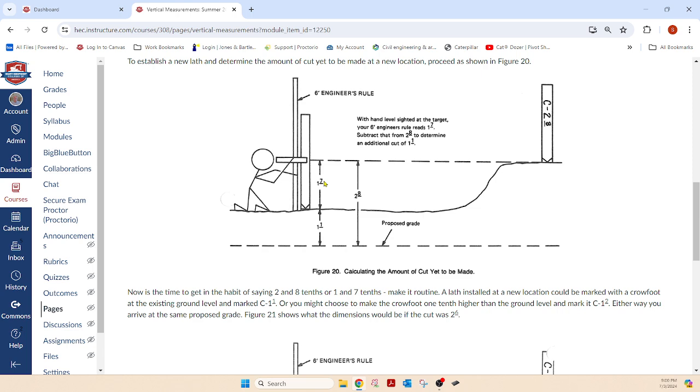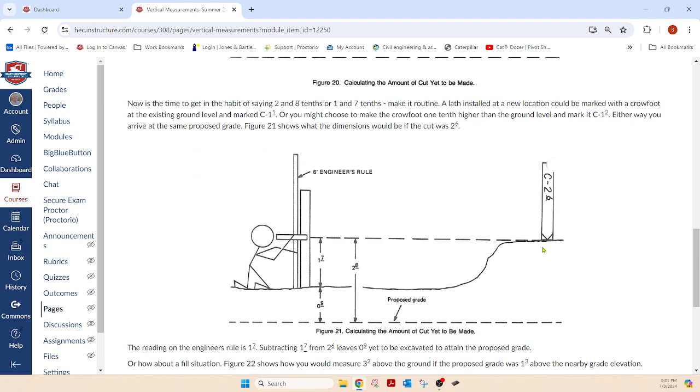So he's not there yet, is he? He has something yet to do. What does he need to do to get down to 2 and 8/10? Well, he needs to get some dirt out of the way, right? So he can drop this ground down. How much? 2.8 minus 1 and 7/10 equals 1 and 1/10. So what are we going to mark on this lath? Cut 1 and 1/10.